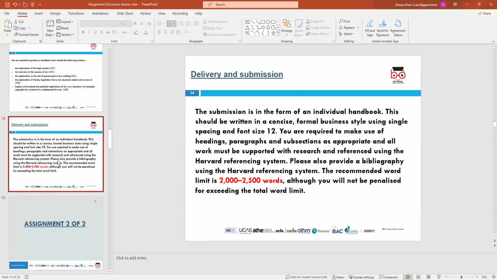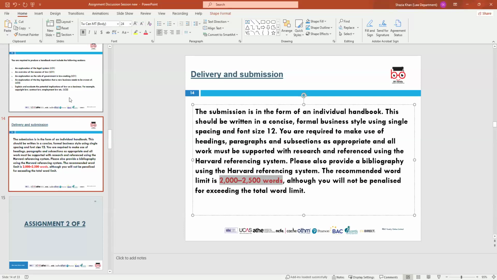So make sure your work is in the form of an individual handbook, and it's written, concise, formal business style using font size 12. You are required to make use of headings, paragraphs, and subsections as appropriate, and your work must be supported and referenced using the Harvard system. You must provide a bibliography, and the recommended word limit is 2,000 to 2,500 for only assignment 1, okay?